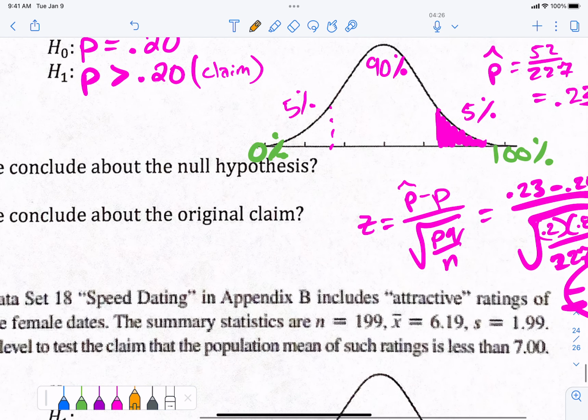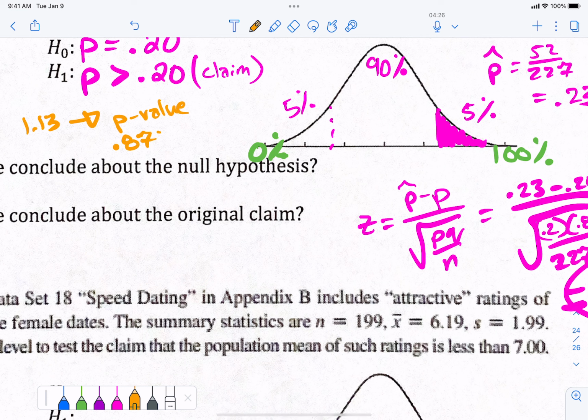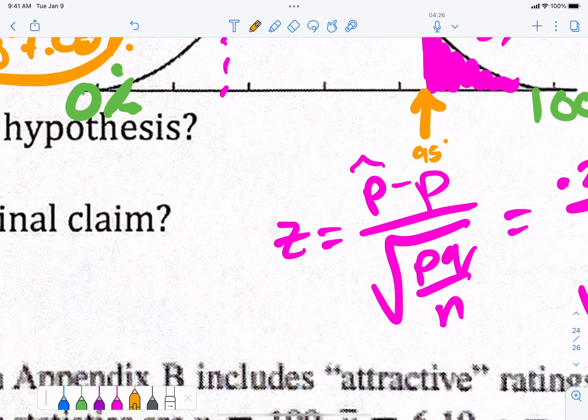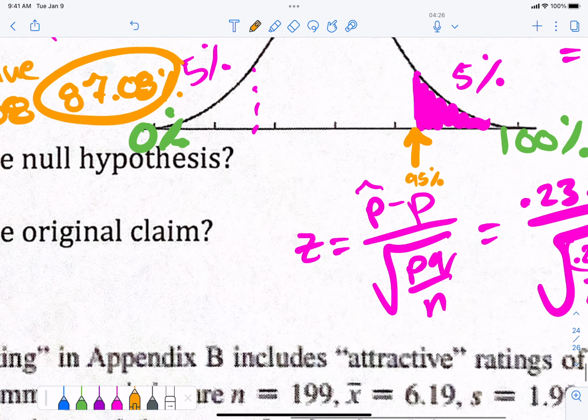Now we're doing the p-value method. If we convert 1.13 to a p-value, do you know how to do that? 1.13 on the positive chart gives 0.8708, so 87.08%. What is this cutoff mark right here? 95%, because we have 5% there. So where does the 87% live? Out, not in the dark region.